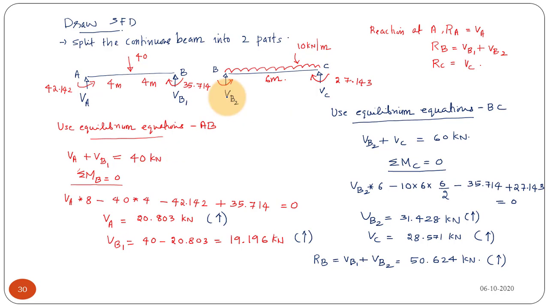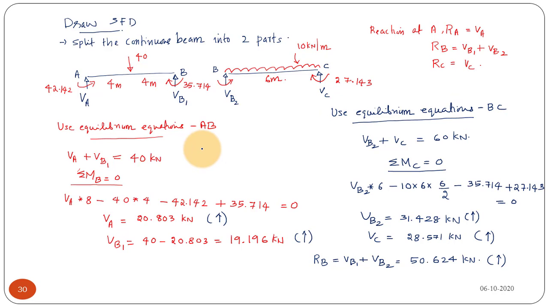So that means your VB1 and VB2, whatever values you are getting from these two spans, you add together with sign. Direction is opposite, so you have to take the algebraic sign. You add VB1 plus VB2 and that is your reaction RB. Whatever value you get for VA will be RA, and the value of VC you get is the reaction Rc.